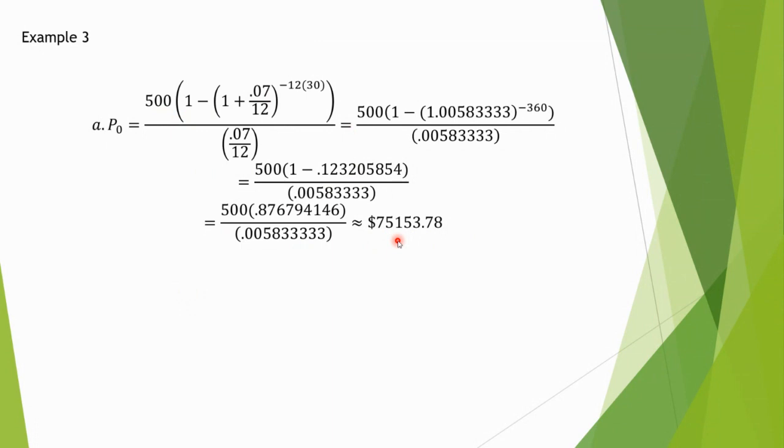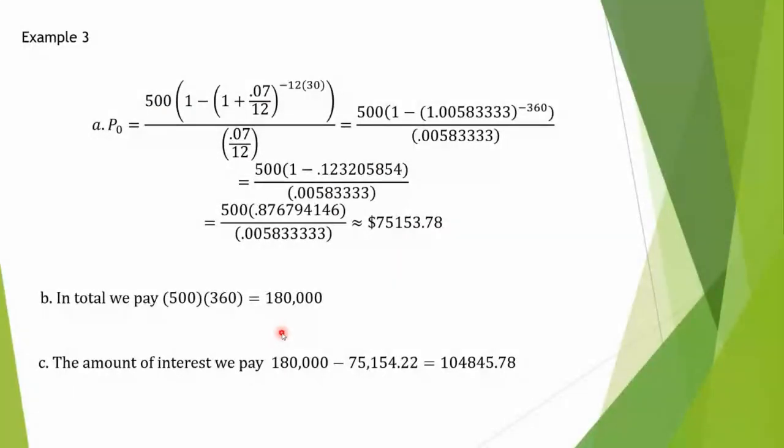That's good. Now that's part A. Now, assuming that's the loan we take, how much do we pay in total? Well, each month we're paying $500, and this is for 30 years, 12 months a year. That's where the 360 comes from. You multiply, take the product, and you get $180,000.